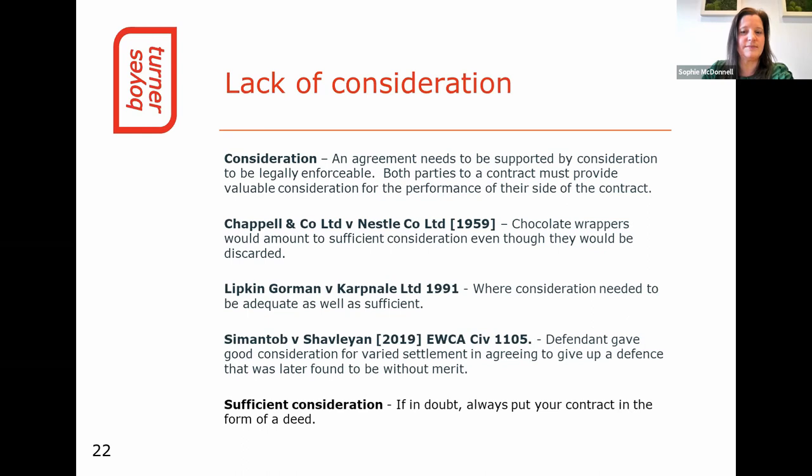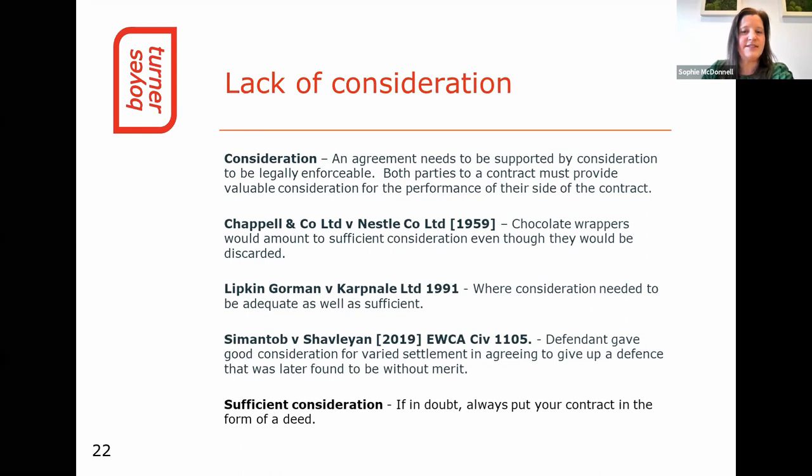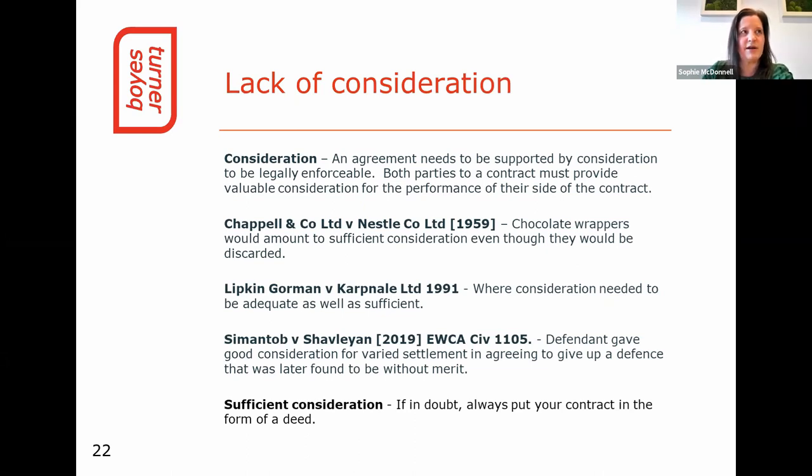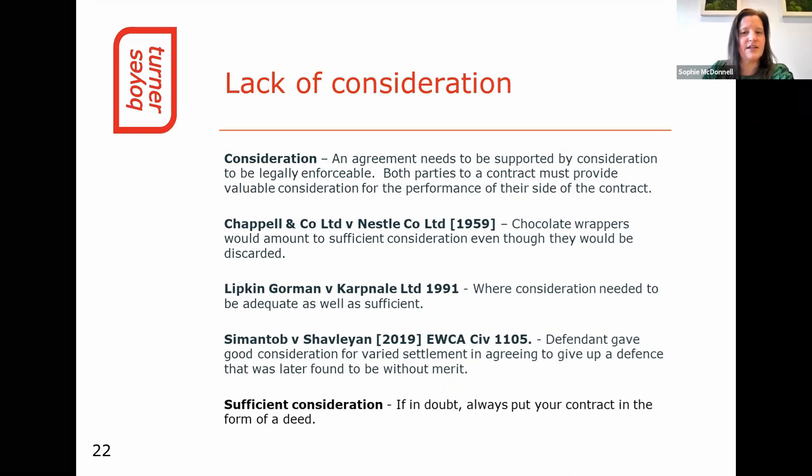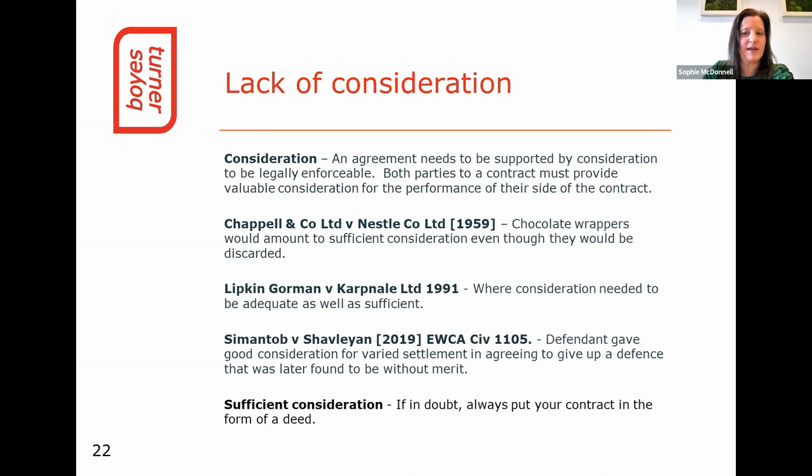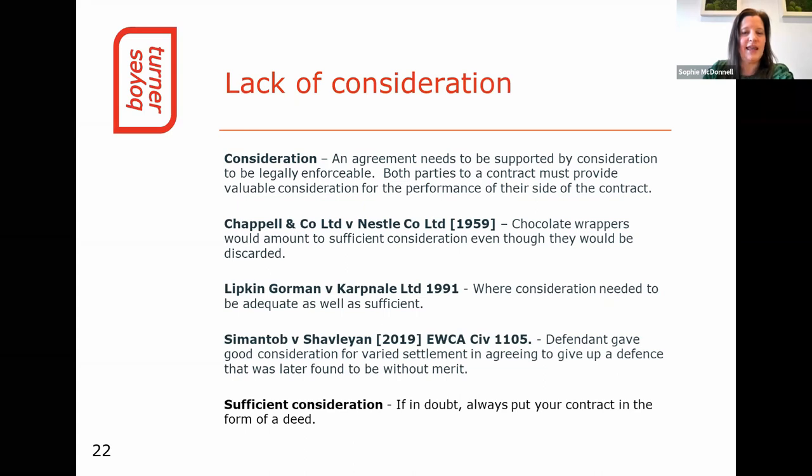In the recent Simantob case, the Court of Appeal had to decide whether there was a lack of consideration in a varied agreement between the parties. The parties had entered into a written settlement agreement for payment of 1.5 million by a specified date. There was a clause within the agreement that stipulated that in the event that the defendant failed to make the payment by the due date, he would pay $1,000 per day for each day the total sum remained outstanding as a penalty.